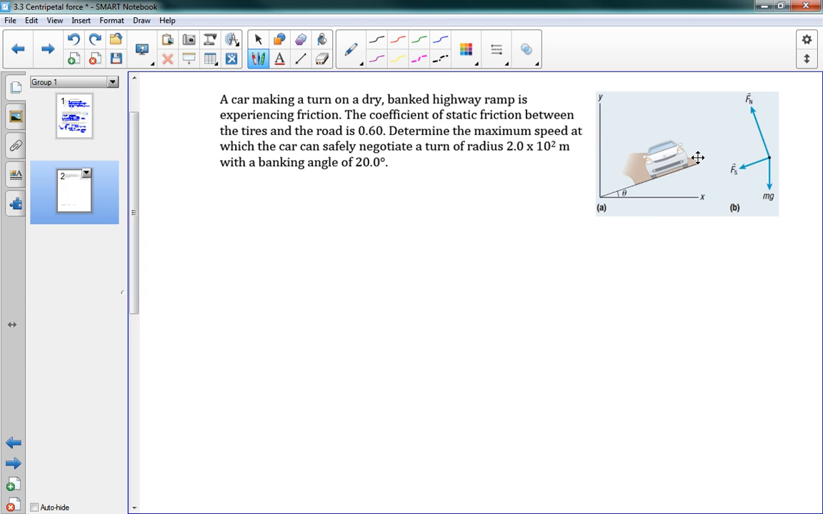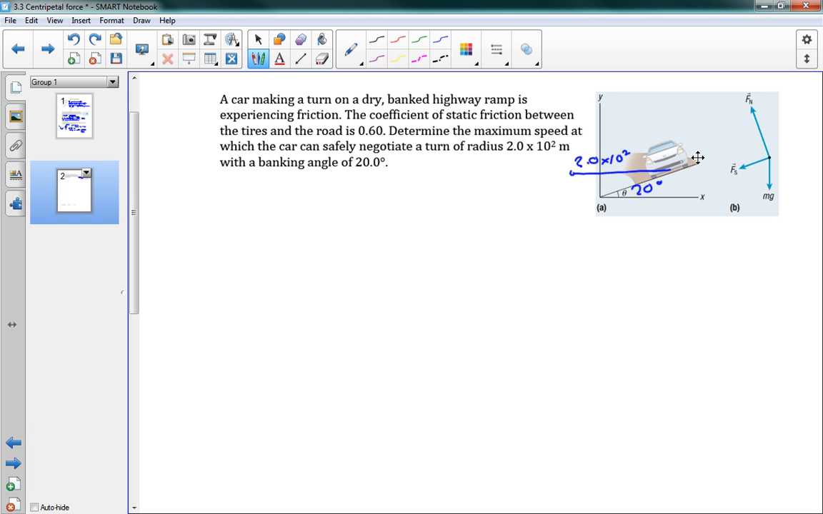A car making a turn on a dry banked highway ramp is experiencing friction. And you can see that in the picture here. Static friction towards the center. Well, not exactly towards the center. It's parallel to the surface here, which is always going to be the case with our friction. Okay, the coefficient of static friction between the tires and the road is 0.60. Determine the max speed at which the car can safely negotiate a turn of radius 2 times 10 to the 2 meters, with a banking angle of 20 degrees. So they tell us this is 20 degrees. They tell us that we are doing some circle here with a radius of 2.0 times 10 to the 2. That's just another way of saying 200 meters. And we've got the coefficient of friction.